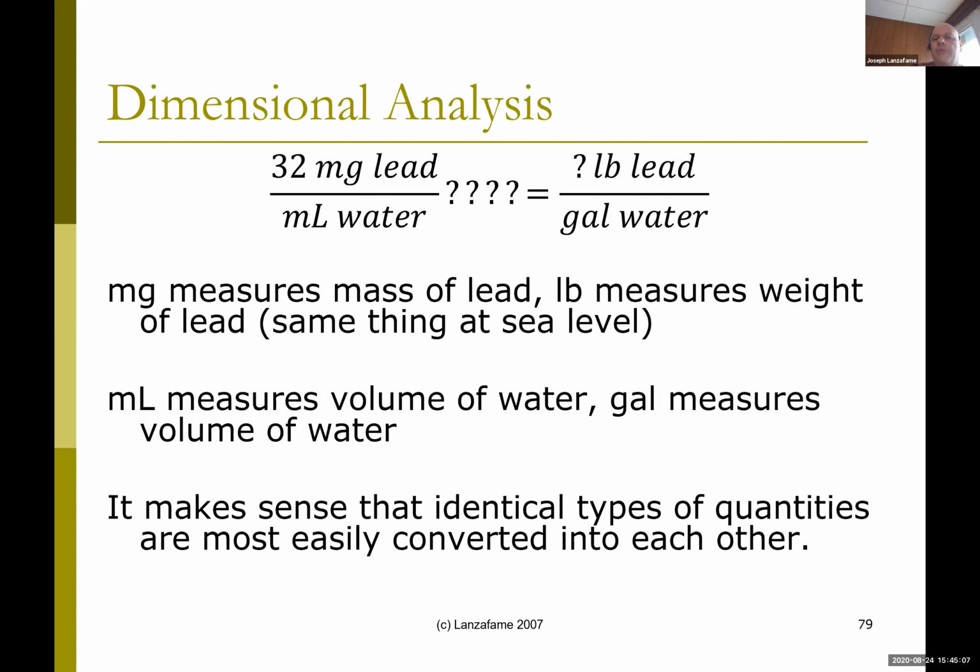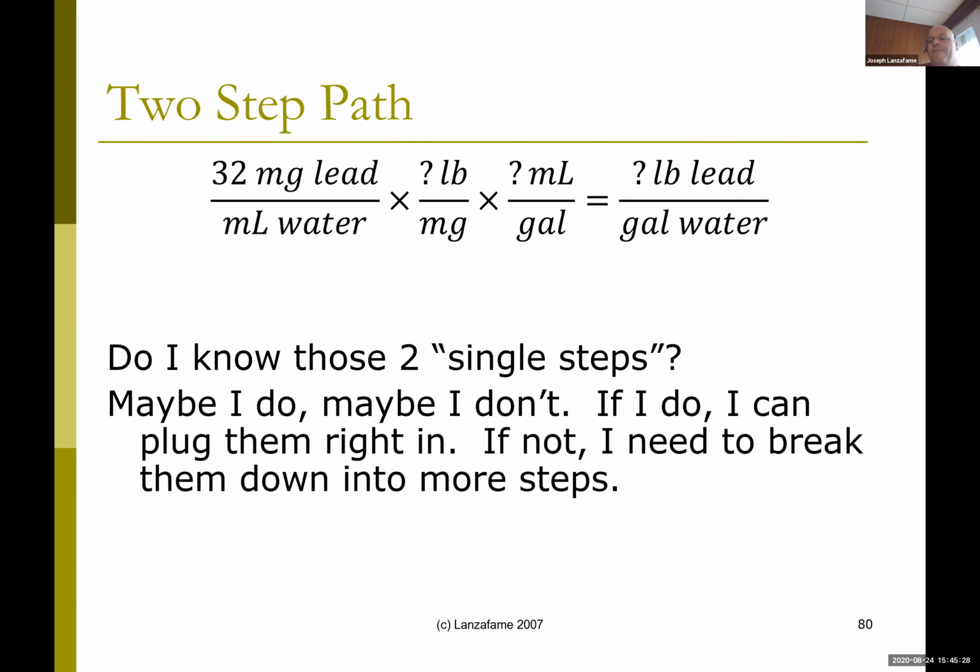But again, I don't have to plan it out too far in advance. I just need to know what my first step is. And my first step is to get rid of a unit I don't want, which, in this case, could be either the milligrams of lead or the milliliters of water. I don't want either one of them, and so I'll start with the milligrams of lead. I'm going to convert milligrams to something. Ideally, if I want to do it in one step, it would be pounds.